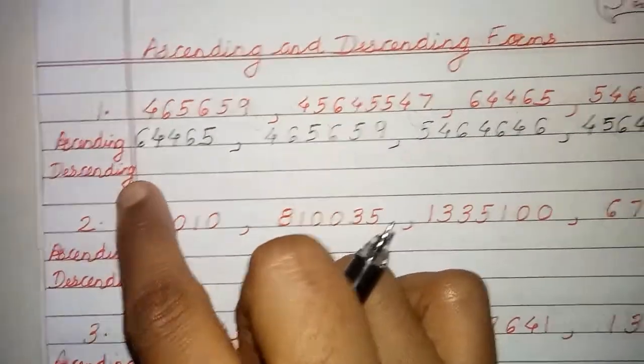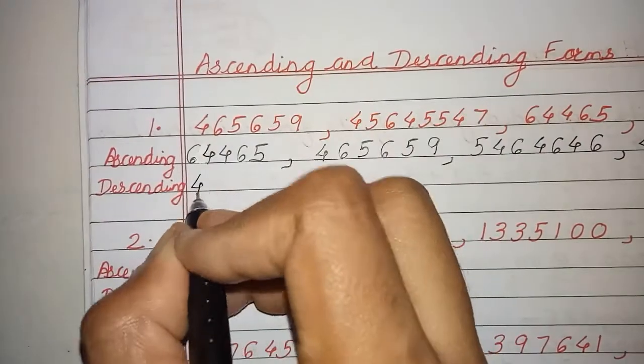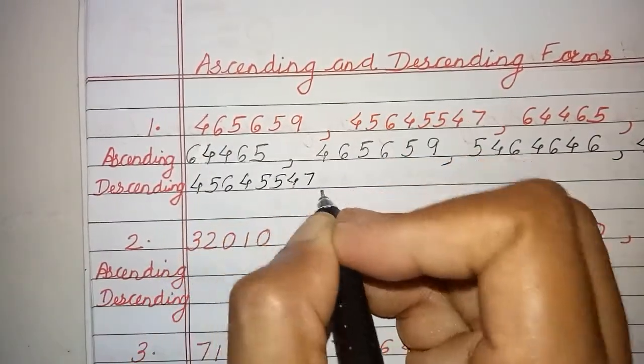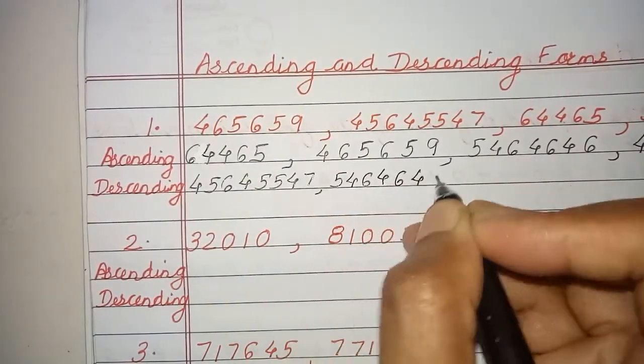Now it is very easy to write in descending order. Copy from behind. So it will be 4, 5, 6, 4, 5, 5, 4, 7. Just copy it in the reverse order. Okay.